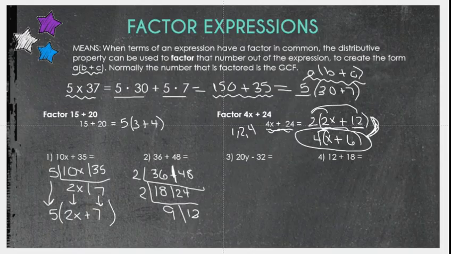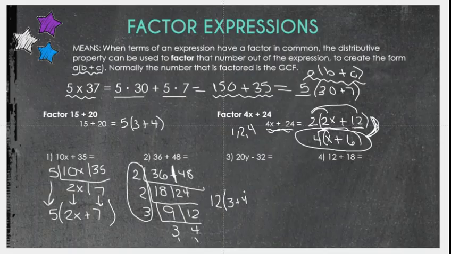Okay, now we can't divide by 2 anymore. So we have to see, can we divide by 3? Yes, we can. 9 divided by 3 is 3. 12 divided by 3 is 4. 3 and 4 have no more common factors, so I am done. I'm going to have to write it over here. My GCF is 2 times 2 times 3, which is 12. And then the 3 and the 4 drop into my parentheses, 3 plus 4. So this, when factored, using the GCF, is 12 times 3 plus 4. 12 times 3 is 36. 12 times 4 is 48.